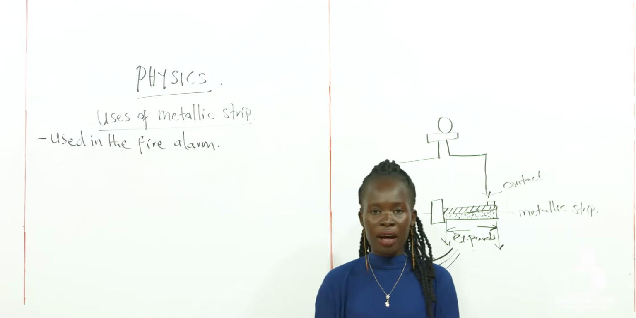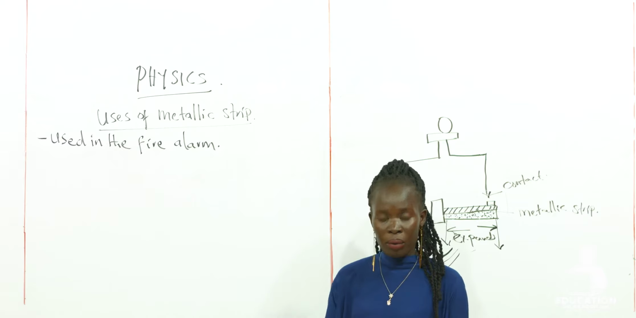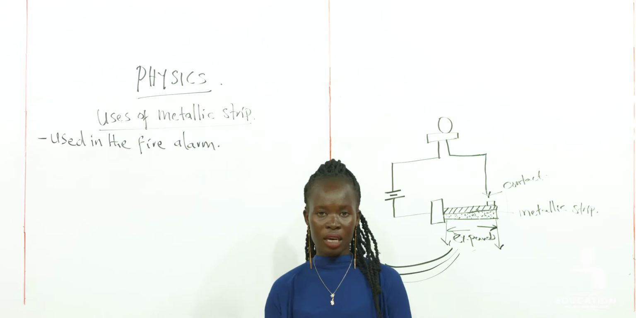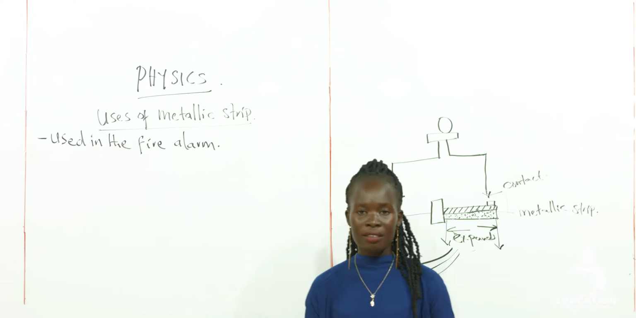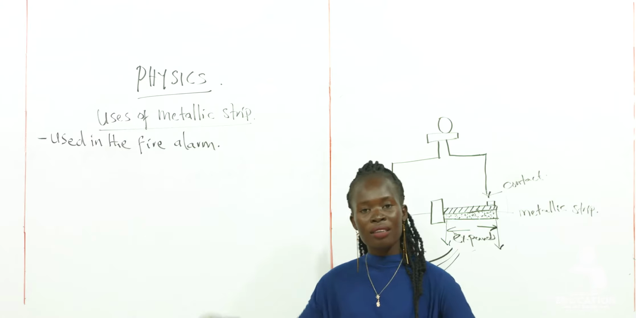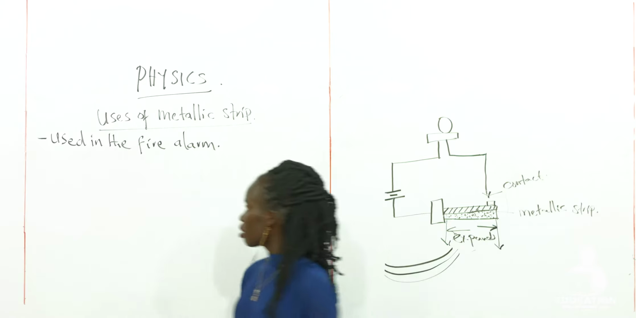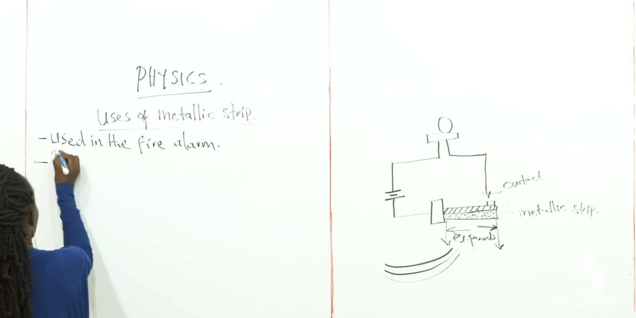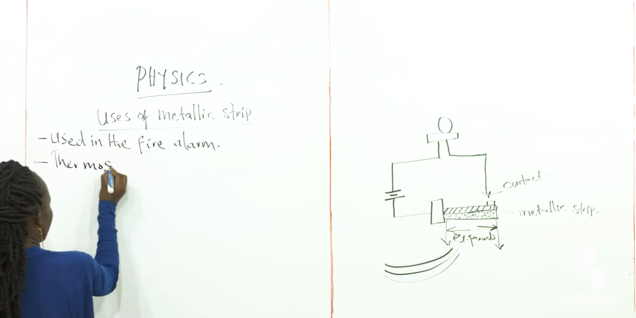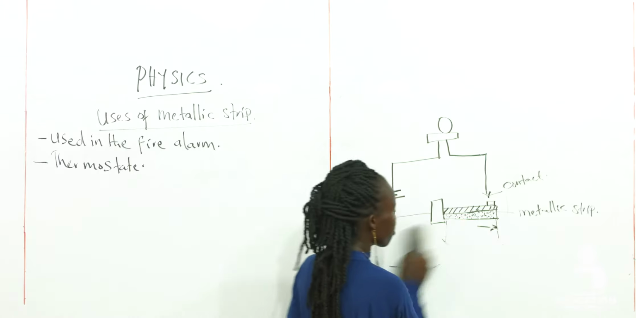We also have another use of this metallic strip, where we said we use it in the thermostat. A thermostat is a device that keeps the temperature of any appliance or a room constant. So how does the metallic strip actually work in the thermostat? Let us look at the thermostat. We have a simple diagram here of a thermostat.